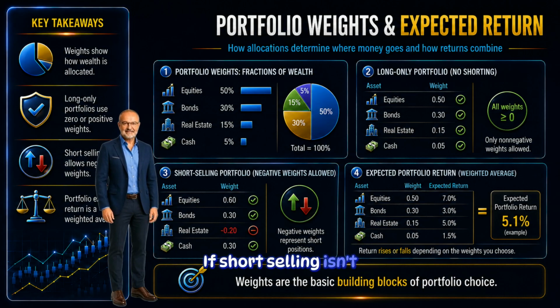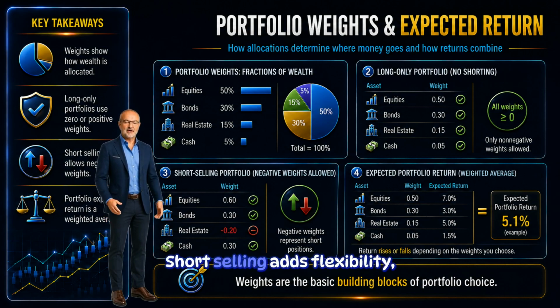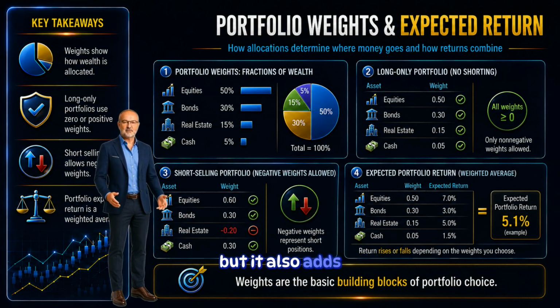If short selling isn't allowed, each weight must be 0 or positive. In that case, the investor can choose to hold an asset or not hold it, but cannot take a negative position. If short selling is allowed, a weight may be negative. A negative weight means the investor has sold that asset short. The investor is effectively borrowing the asset, selling it, and hoping to benefit from a future decline in its value. Short selling adds flexibility, but it also adds risk and may be restricted in practice.